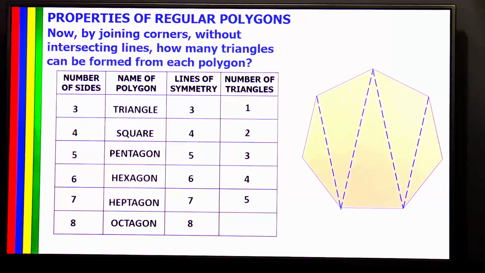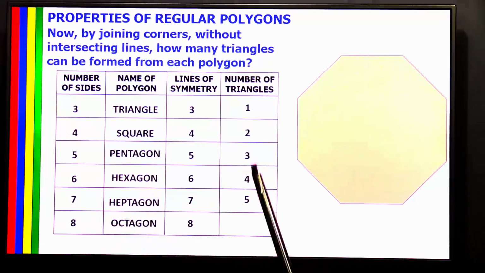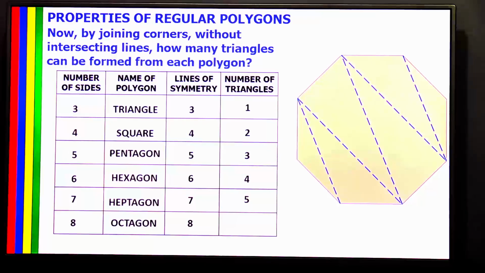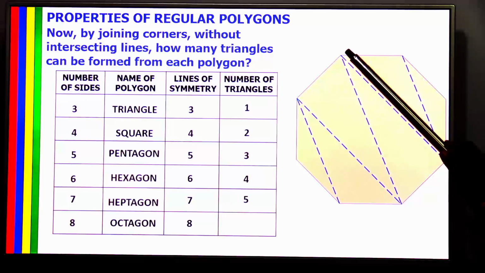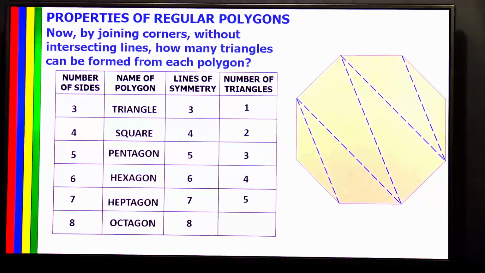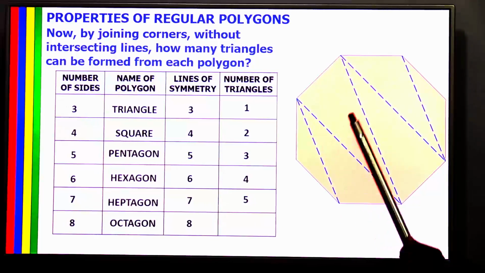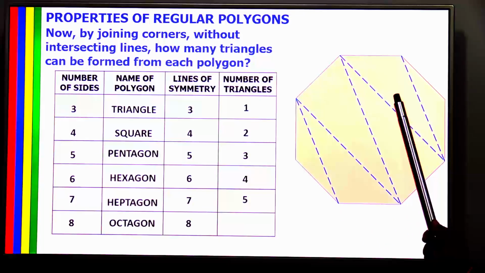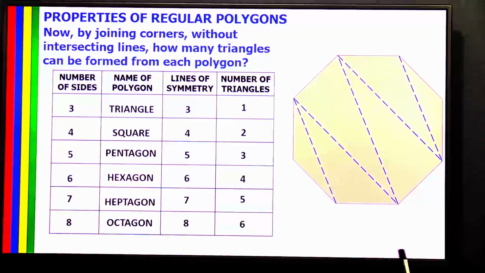Okay? Finally, let's have the octagon. I'm going to be guessing this is 6 because 8 minus 2 is 6. But let's just be sure. So I'm just going to join the angles this way and count the number of triangles in there. Let's count with me. 1, 2, 3, 4, 5, and 6.